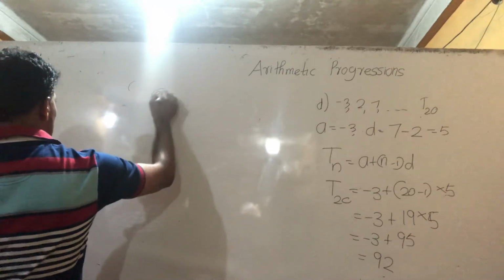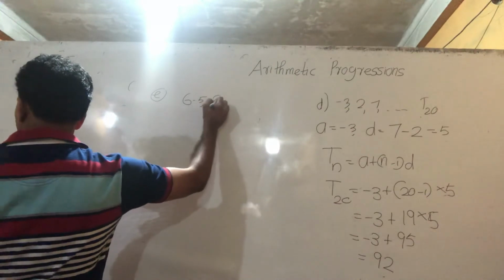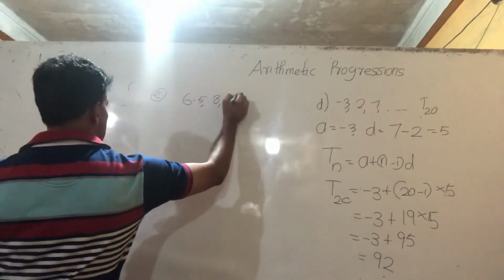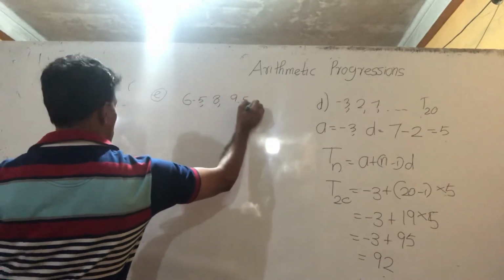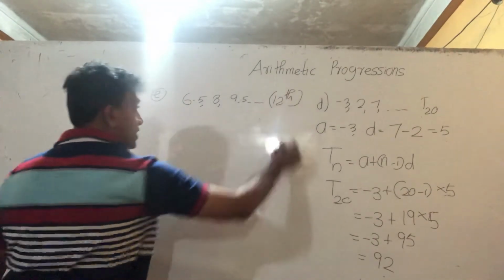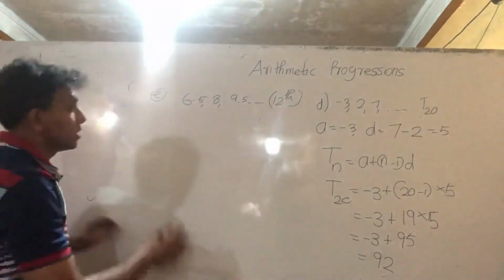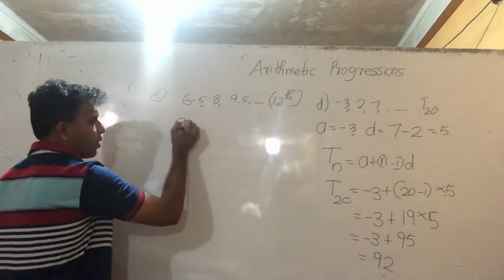Next, the decimal also important. 6.5, comma 8, comma 9.5. Find the 12th term. Okay, find the 12th term. So what is that? What is the first term? 6.5.